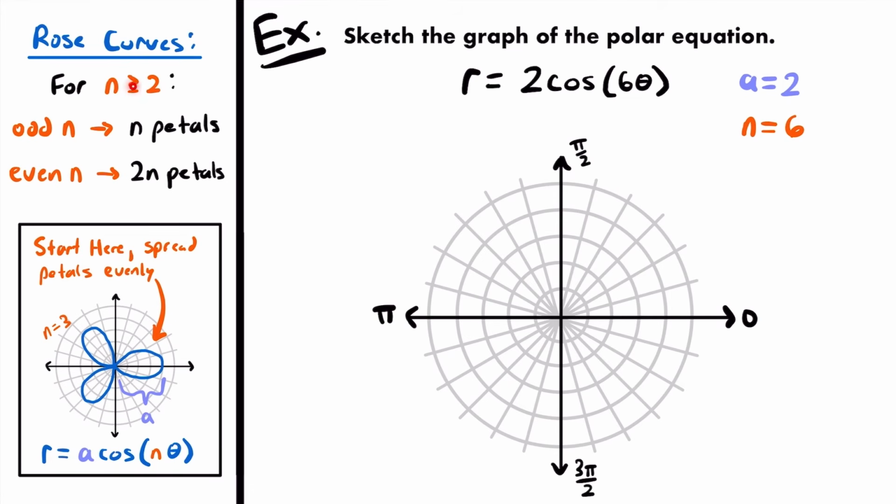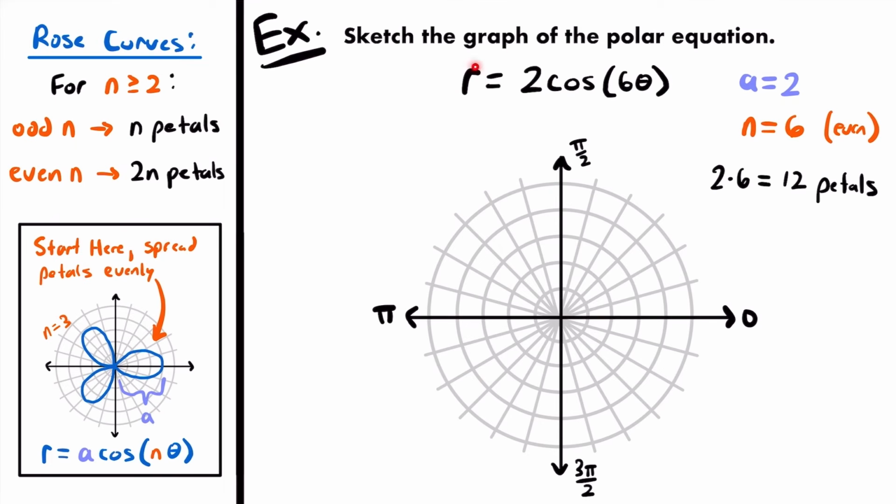But based on that value of n, whether it's odd or even, is going to determine how many petals our Rose curve has. If our n is odd, we'll have n petals, but if our n is even, we'll have 2 times n petals. In this case, our value of n is 6, and 6 is even, so we're going to have 2 times that value of n as our number of petals that we need to graph. So in this case, we'll have 2 times 6, which is equal to 12, so we're going to have 12 petals, okay? And that's because n is even.